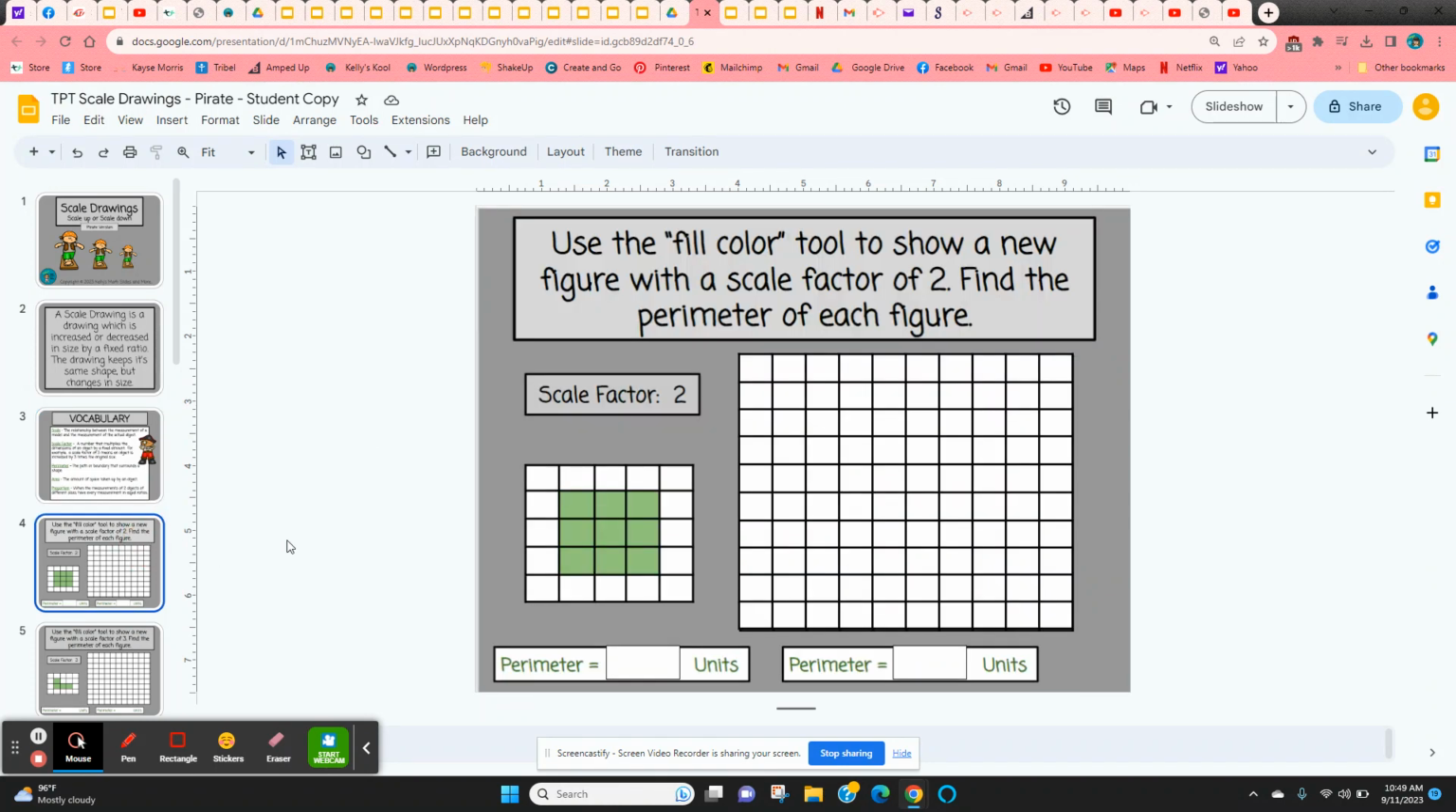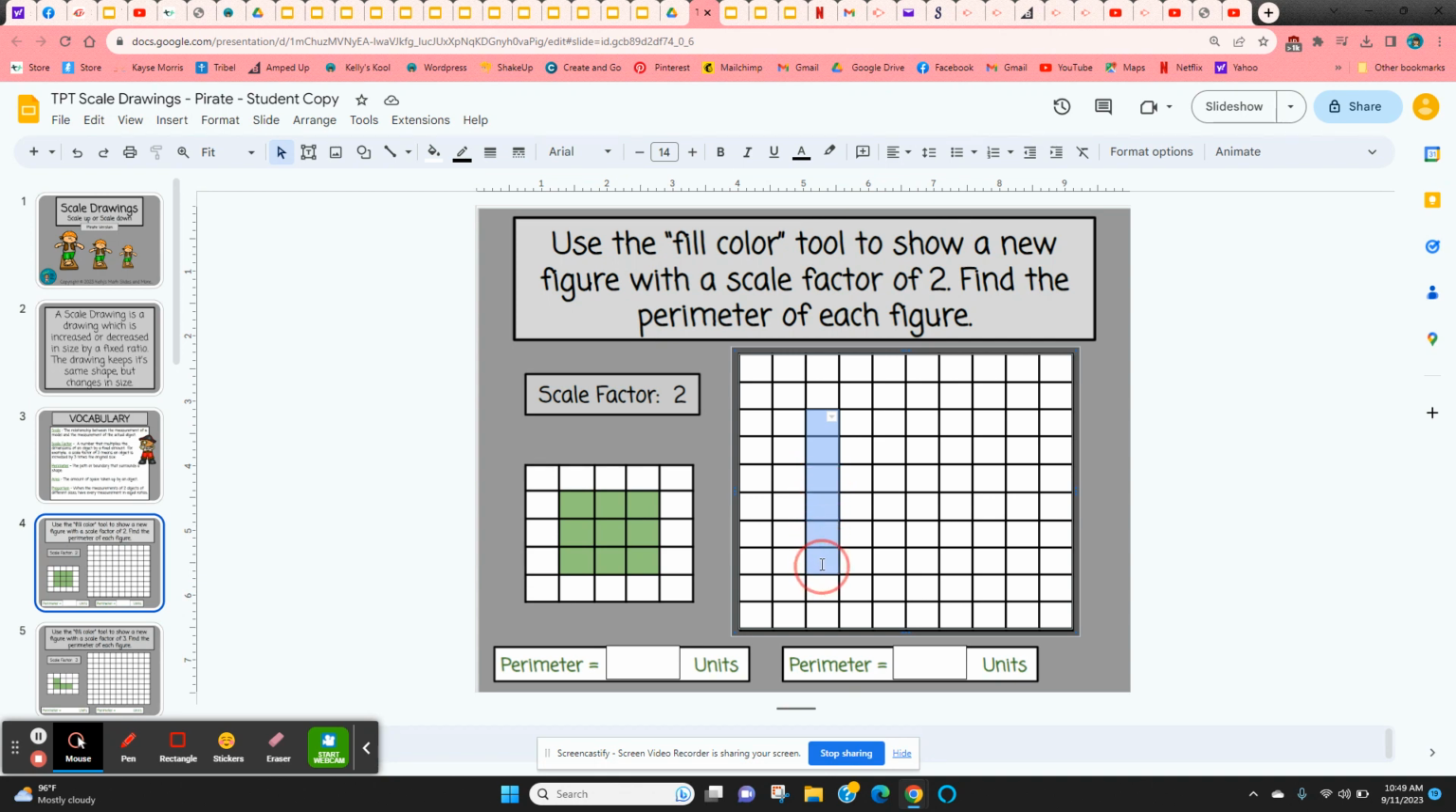They're going to start on slide 4. And they're given a figure here, a 3 by 3 square, and they're going to scale it up by a scale factor of 2. So that means each of the sides, they're going to count the units and they're going to multiply by 2 to get a scaled up version. So that means it's going to be a 6 by 6 square.